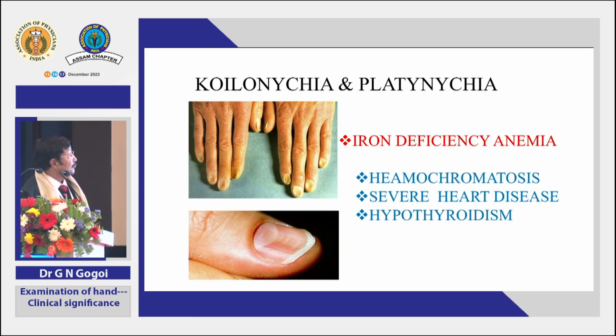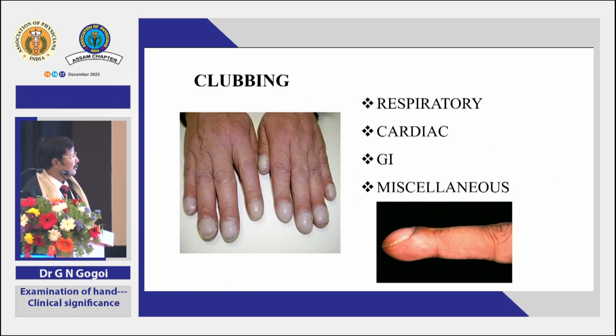Then there can be koilonychia and platonychia, more common in the toenails, but sometimes in the fingernails also we get it. It is in iron deficiency anemia, but sometimes in severe heart disease and hypothyroidism we can also get koilonychia. Then in clubbing we see the onychodermal angle is lost, and then you know the causes in the respiratory, cardiac, GI, and other miscellaneous causes.